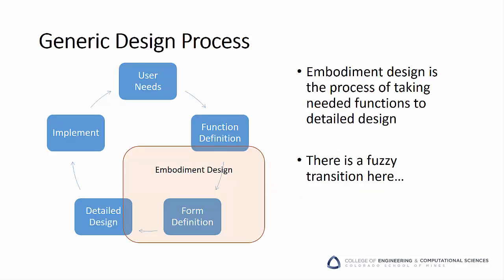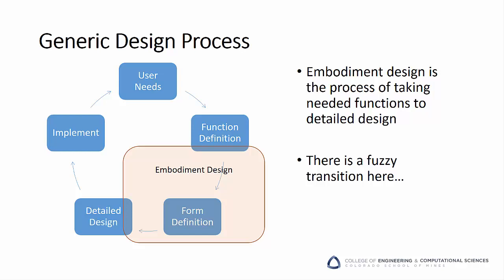As we've discussed in class, there is no one design process. However, if you zoom way out, most design processes have some things in common. The idea that you start with user needs, define form prior to function, and then move into the detailed design and implementation are common. Embodiment design is simply the process of taking rough ideas about the intended functions of a product and converting them into a workable design solution. It's about the fuzzy transition from data collection and brainstorming into detailed design.